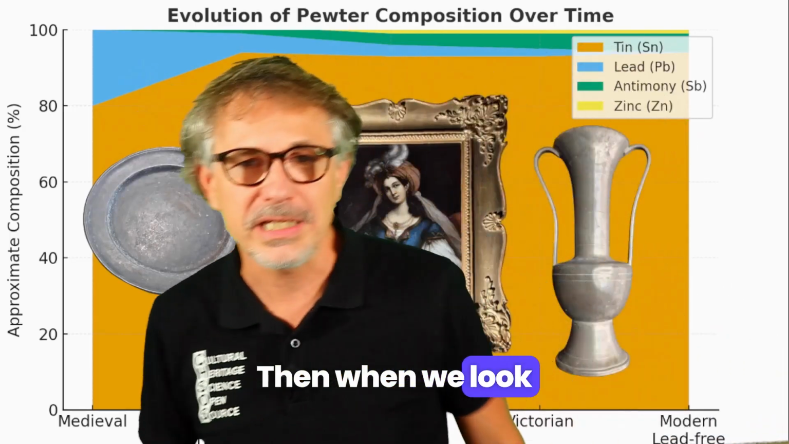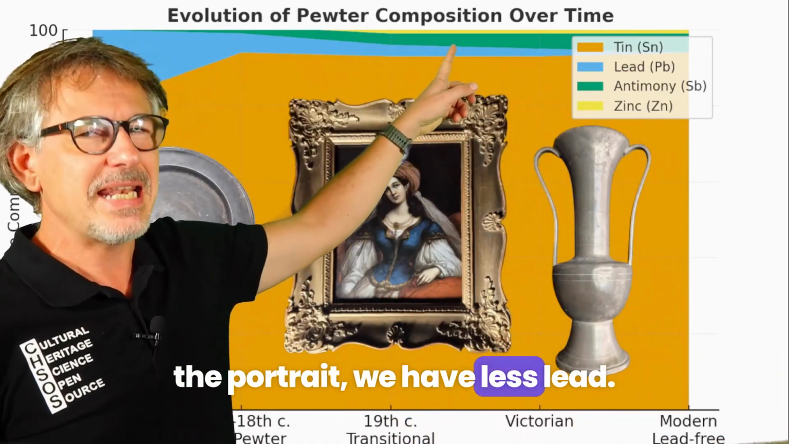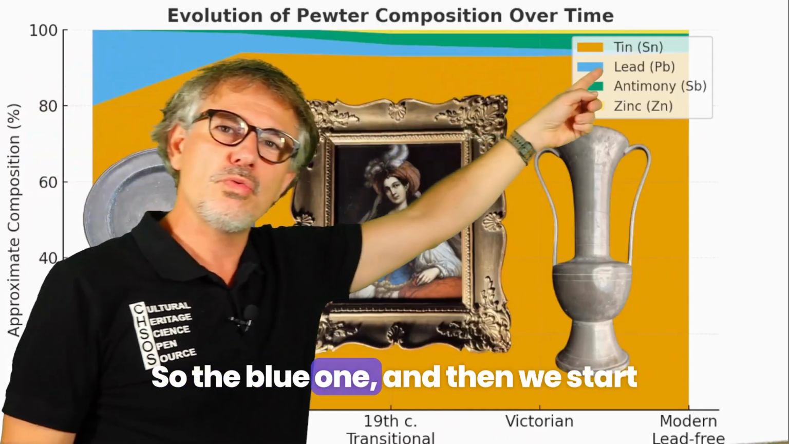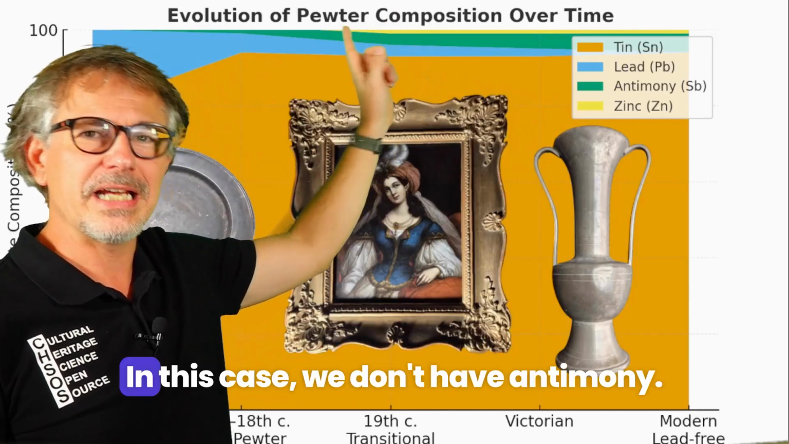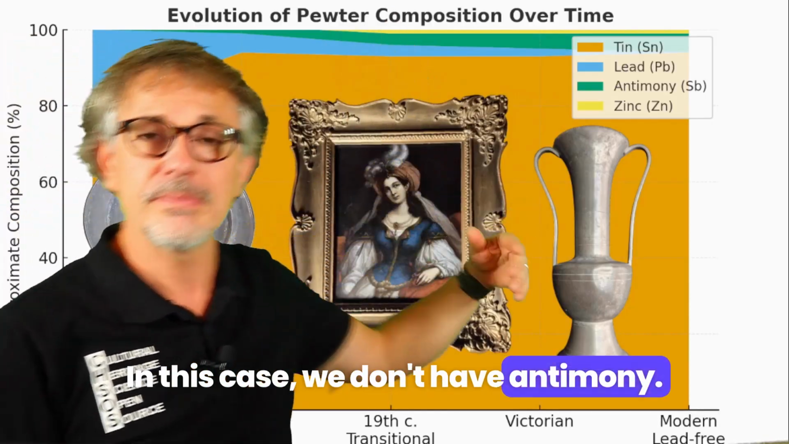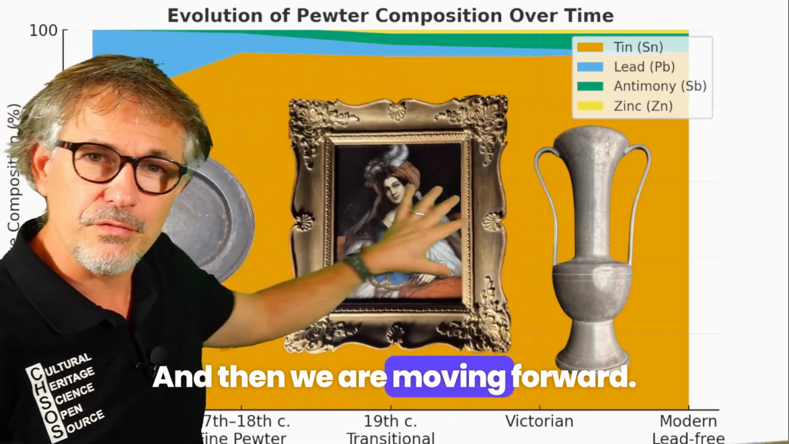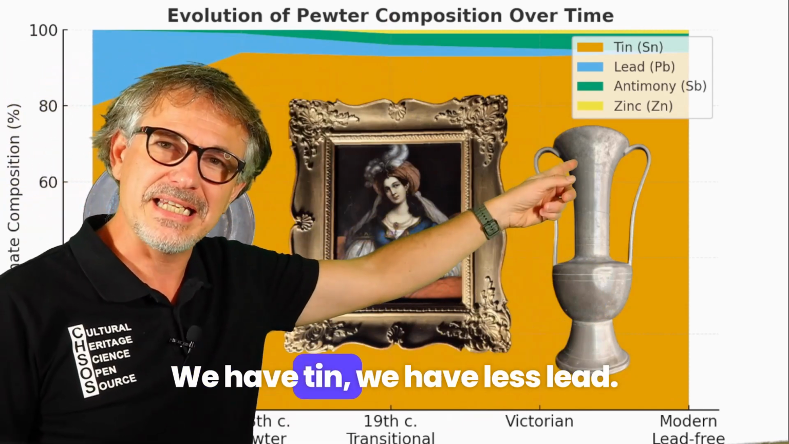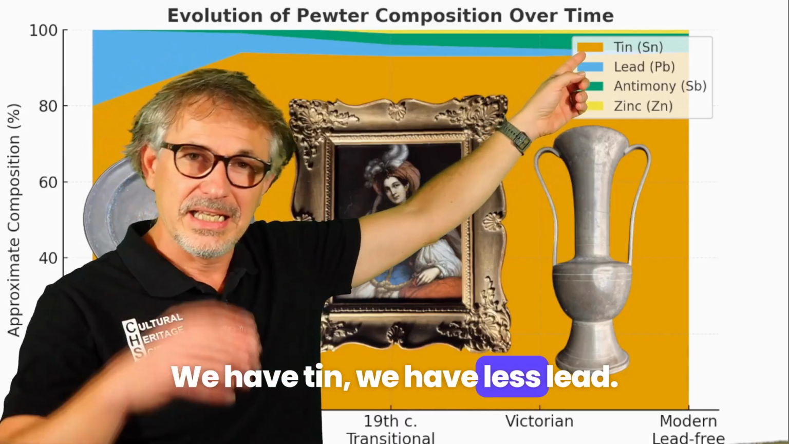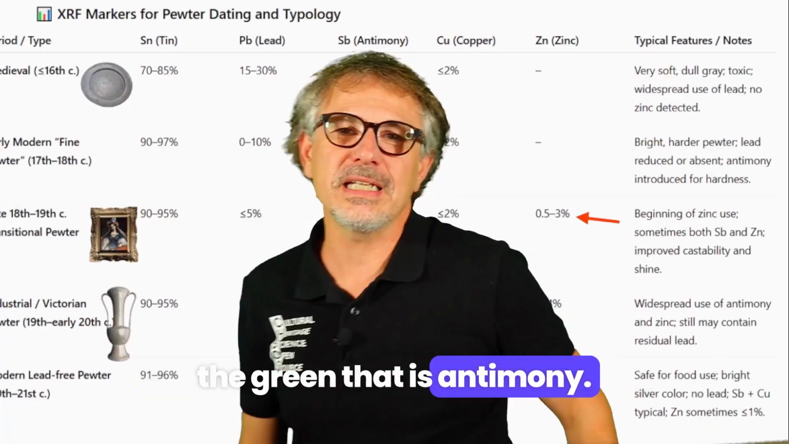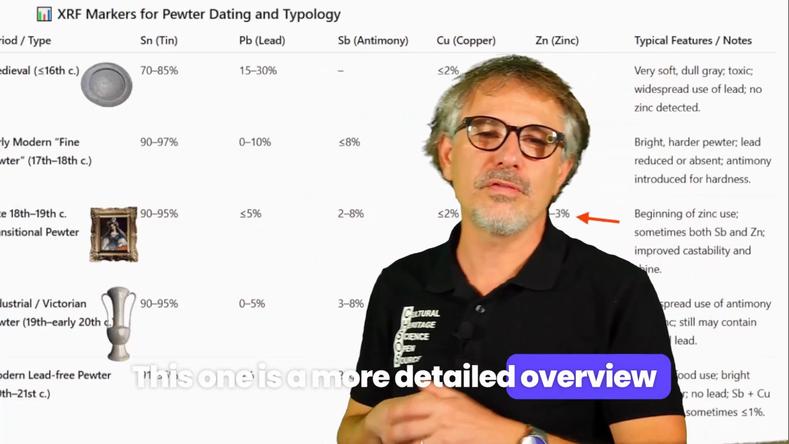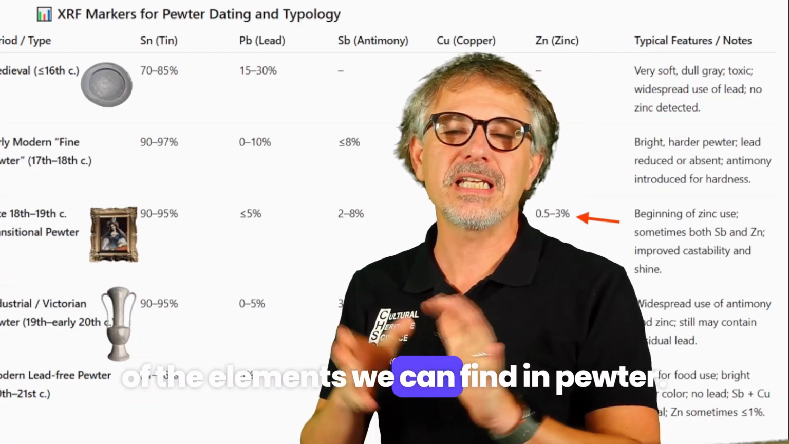Then when we look at the portrait, we have less lead, the blue one, and then we start to have zinc over here. In this case we don't have antimony. And then as we move forward, we have tin, we have less lead, and we start to see the green, that is antimony. This one is a more detailed overview of the elements we can find in pewter.